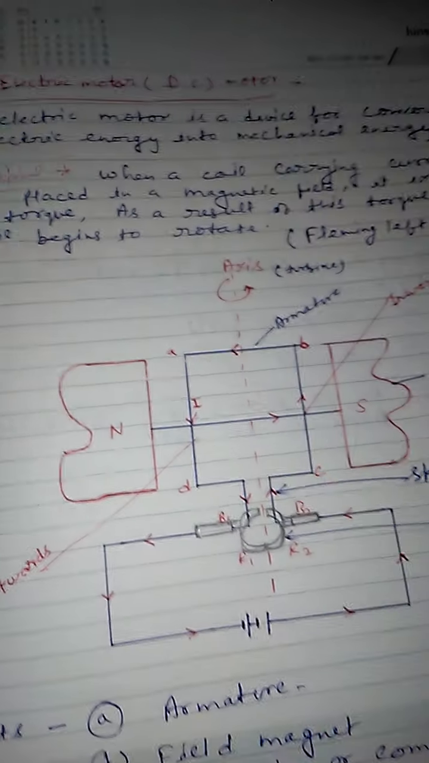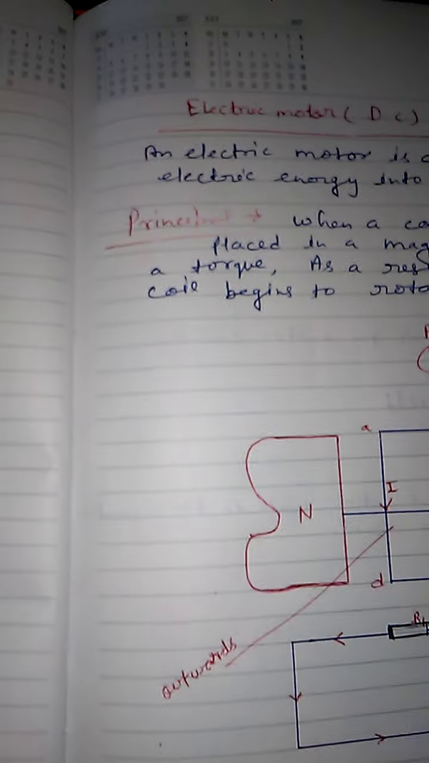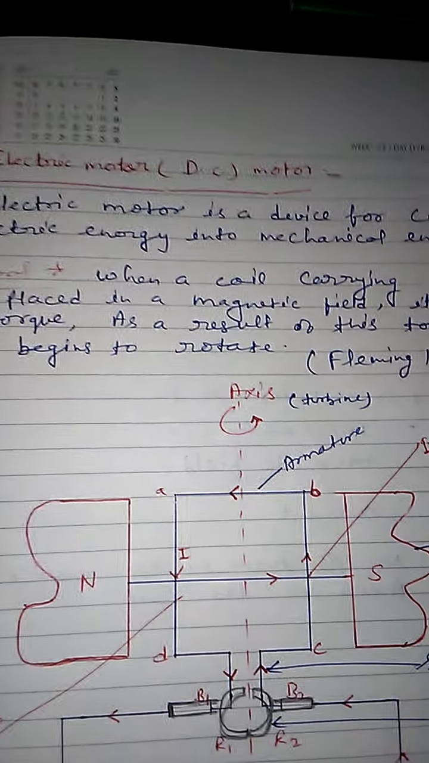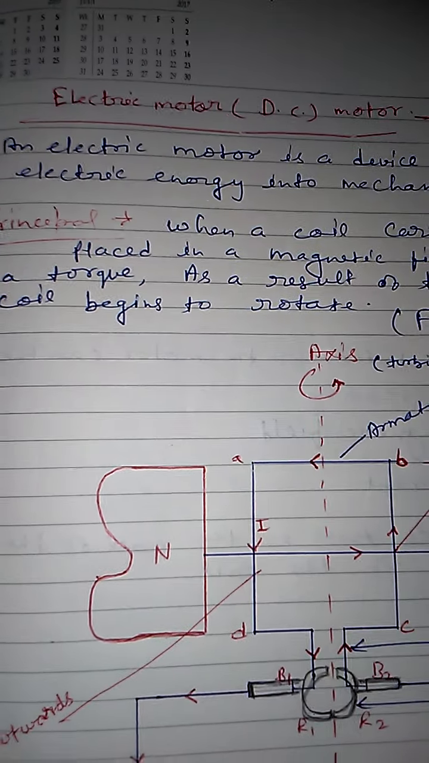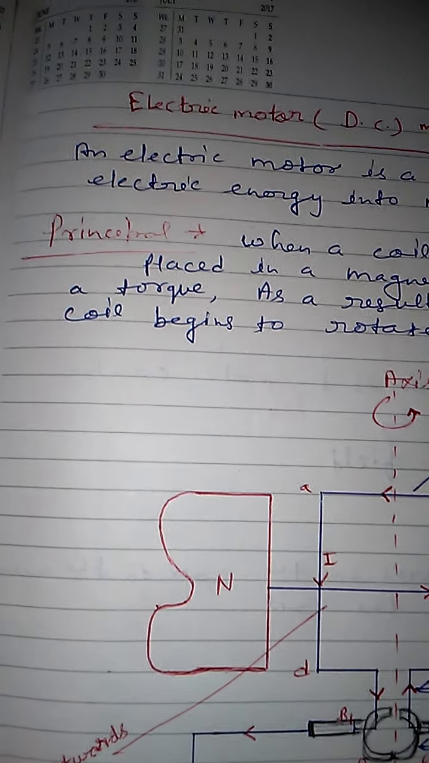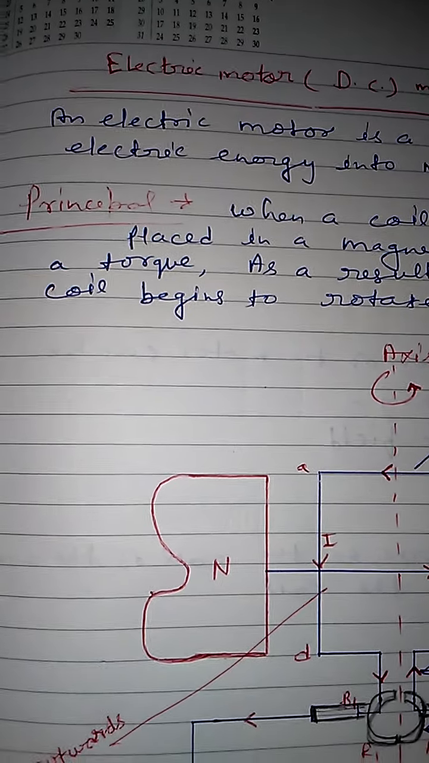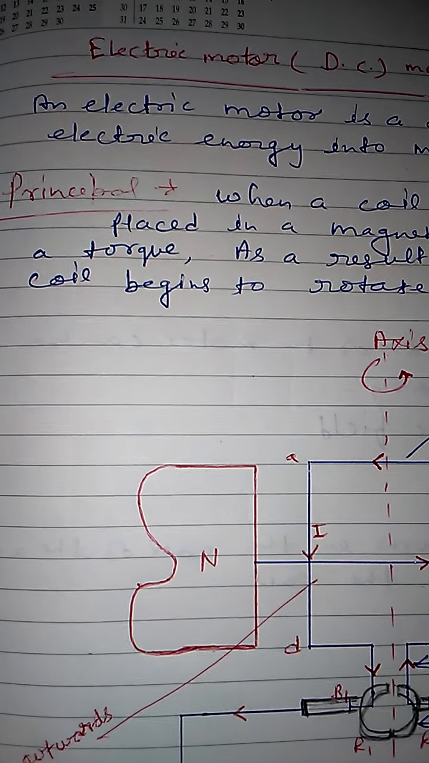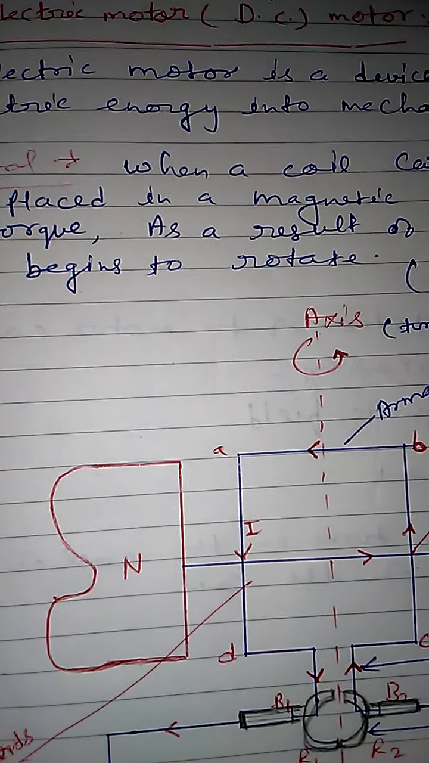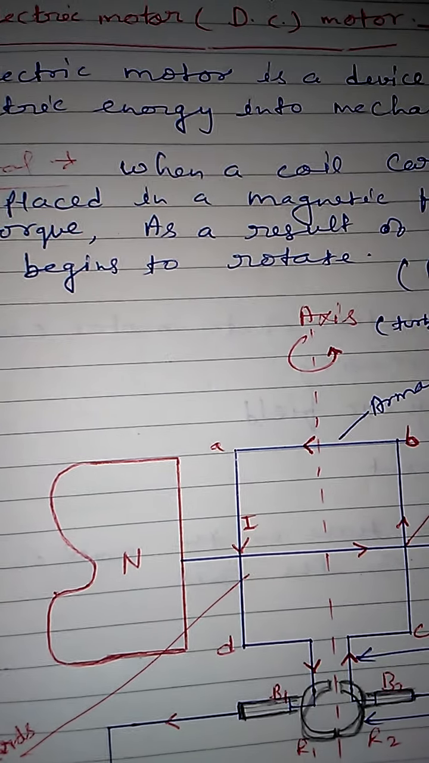Hello students. Today I am going to explain a very important topic of physics chapter magnetic effect of electric current. The topic name is electric motor, DC motor. DC means direct current motor. It's a motor which works on the DC current and it is a device which is used for converting electrical energy into mechanical energy. So it converts electrical energy into mechanical energy.